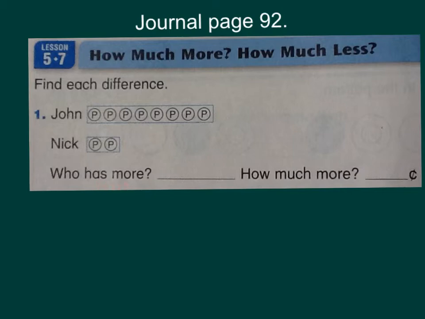Here's one: who has more? How much more? So boys and girls, when we take a look at this, we can count up our pennies. We can take a look at the picture and determine these answers. Go ahead and do this problem now.